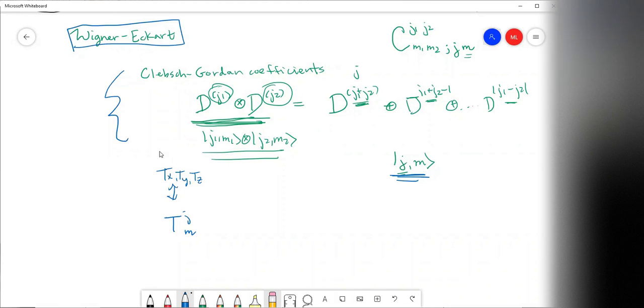But the whole point is that T rotates according to the same rules as the JM states. So the point of the Wigner-Eckart theorem is that it tells you how to compute matrix elements with respect to other angular momentum states. It just lets you compute things like this.